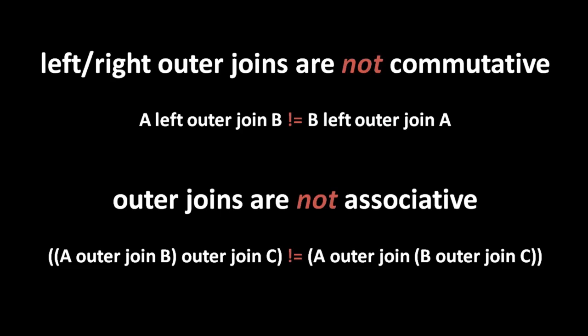And when it comes to stringing multiple joins together, outer joins of any kind, full, left, or right, are not associative. So when you write A outer join B, and then outer join the result of that to C, that is different than first joining B and C together and then joining the result of that to A. So in short, with outer joins, the order of joins matters in a way that it doesn't with inner joins.